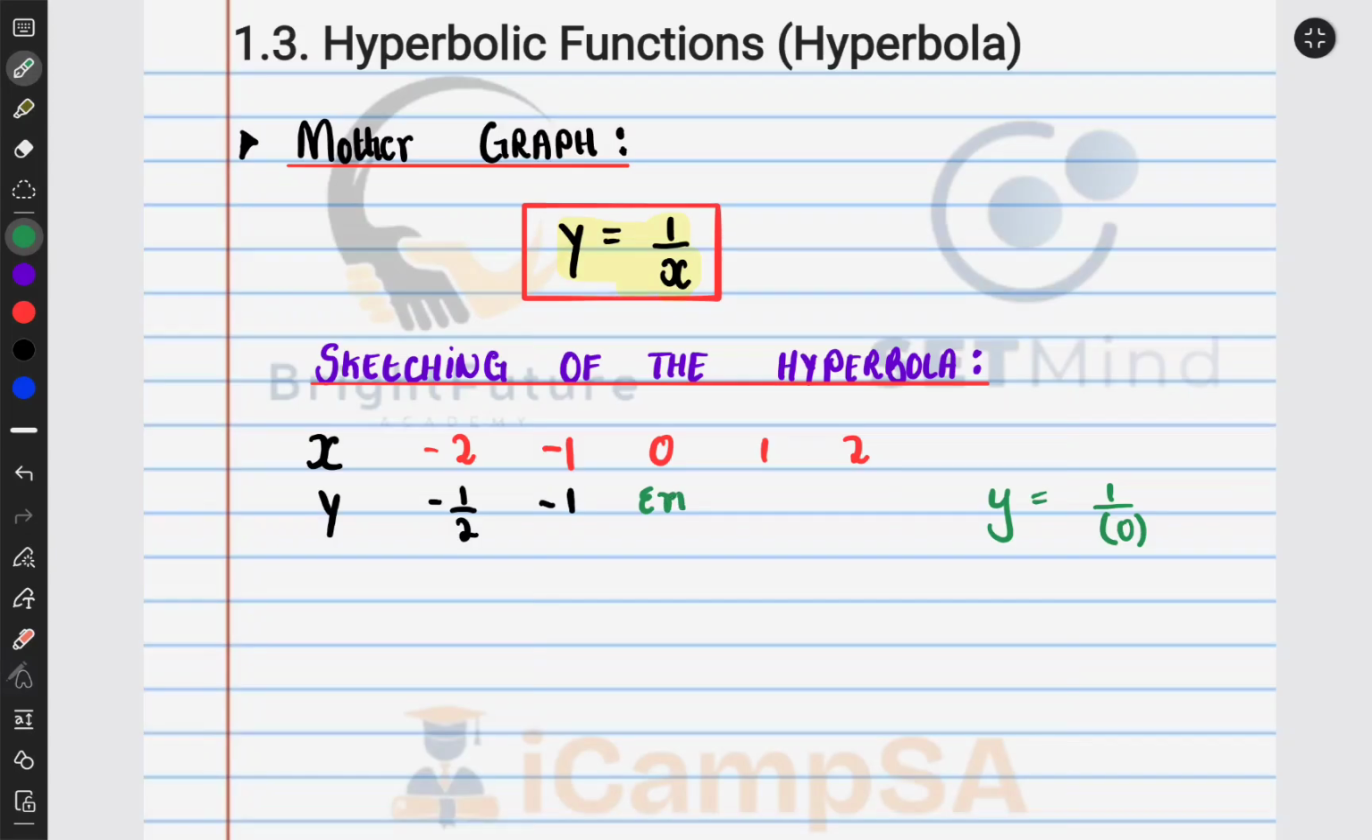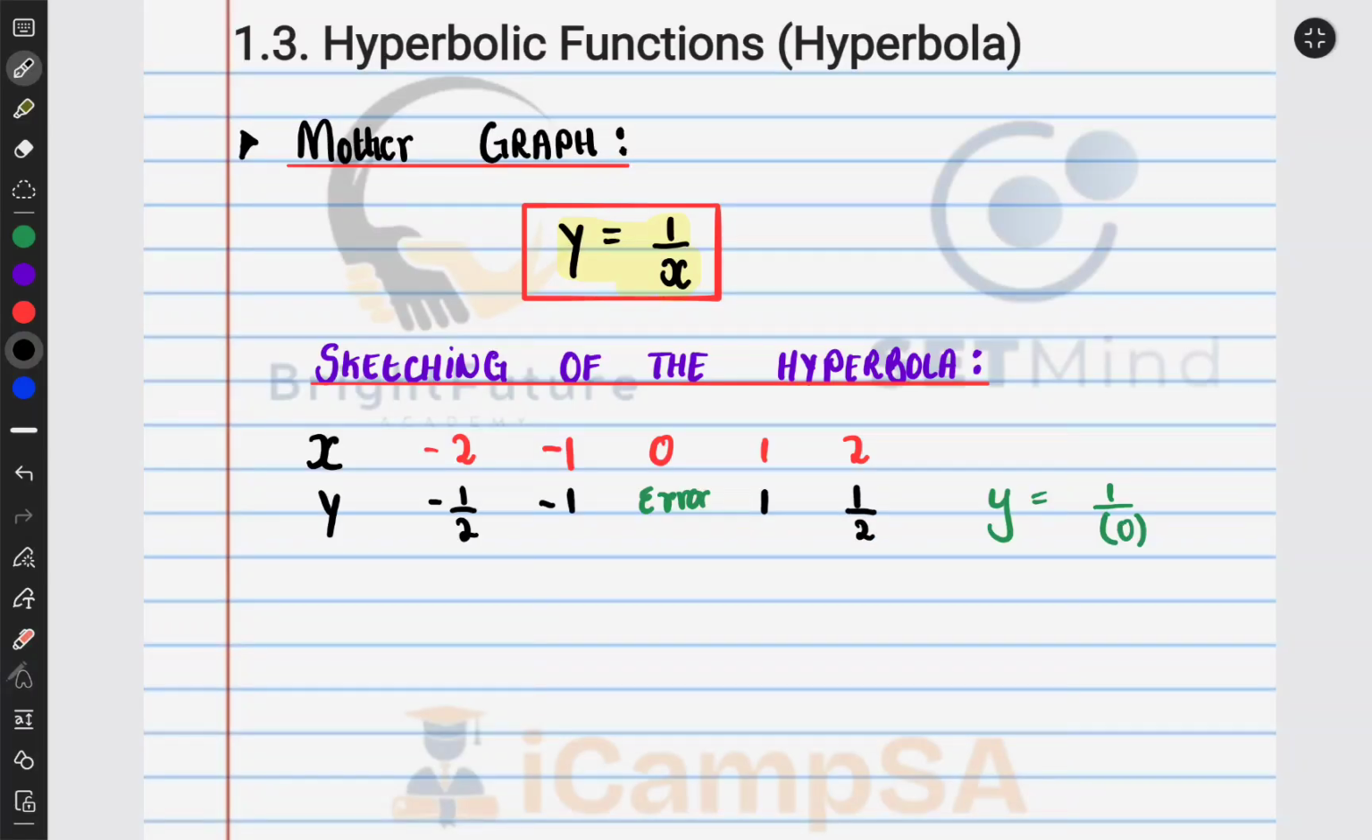So our function will exist for all the values that we have calculated so far, but when we get to 0, our function doesn't exist. So what happens? You will see that the function will actually jump. Next, 1 over 1 will be +1, and then 1 over 2 will be just a half.